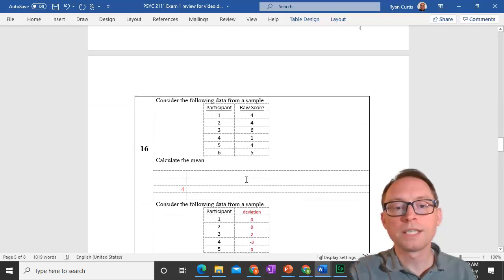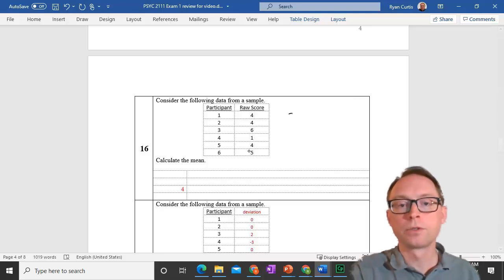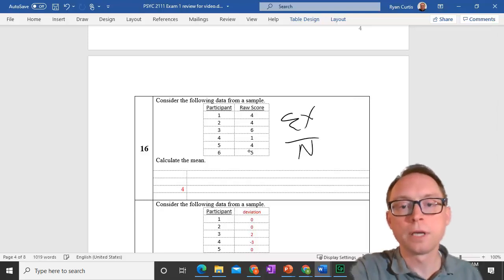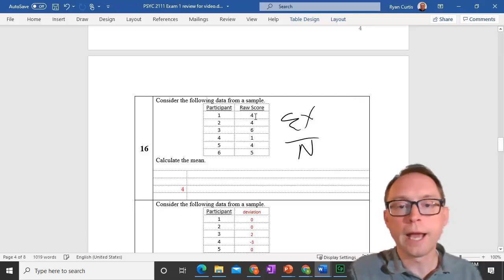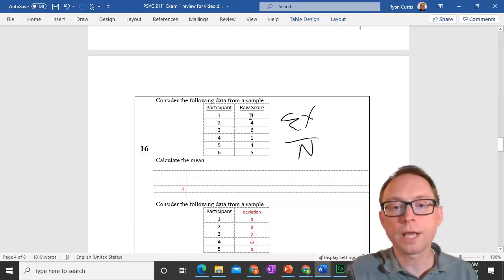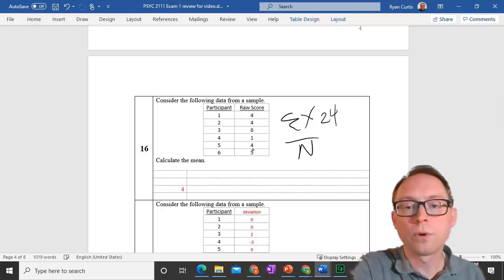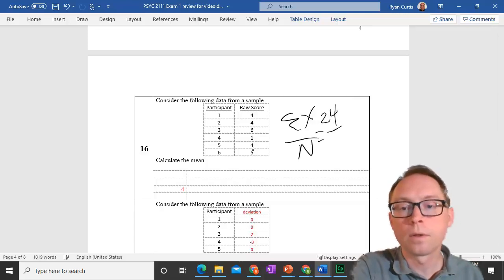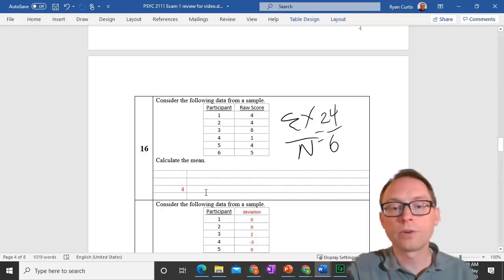Number 16. All right, this is pretty simple. We're going to calculate the mean. So all we're going to do is add everything up and divide by n. So we need to get the sum of x over n. We need to add up all the raw scores. 4 plus 4 is 8, plus 6 is 14, plus 1 is 15, plus 4 is 19, plus 5 more, that's 24. So the sum of x is 24, divided by n. N is the number of people in the sample. That's 6. 24 divided by 6 is 4.